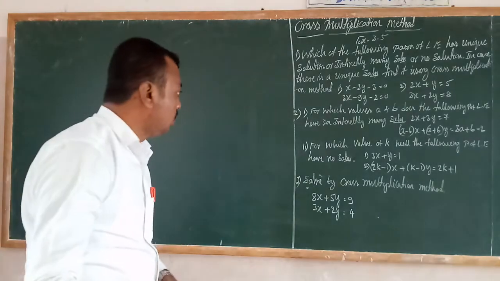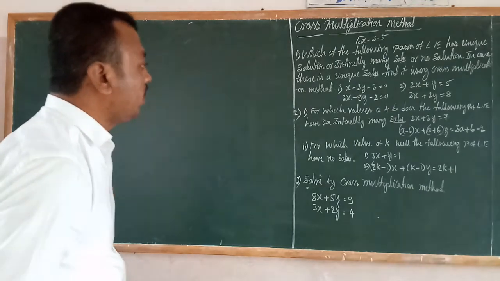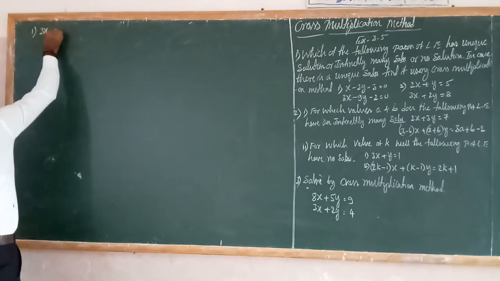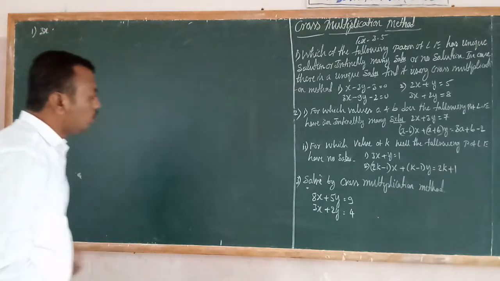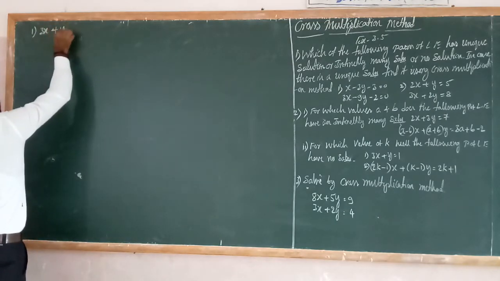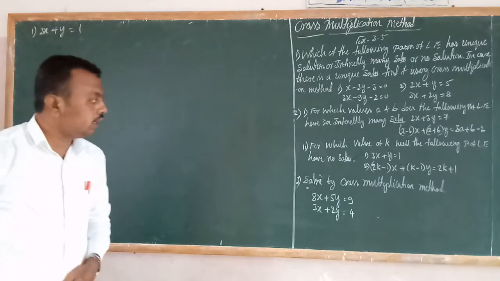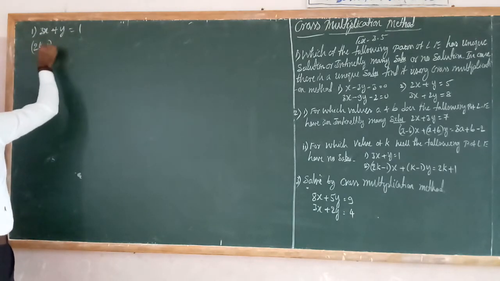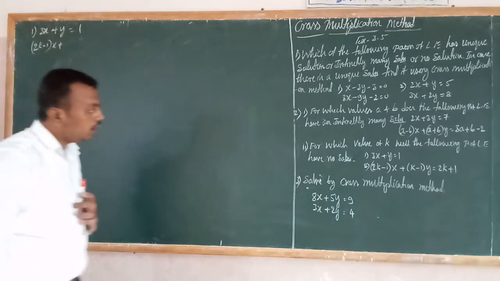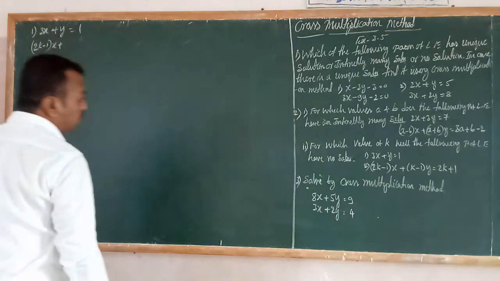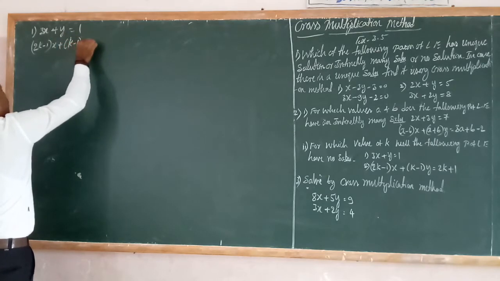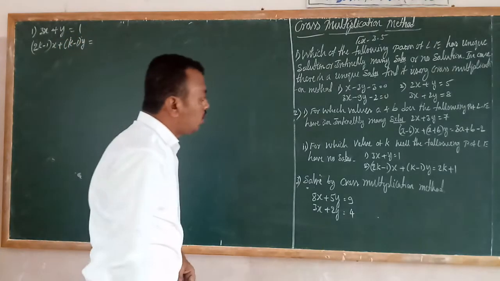So what is the question? For which value of K will the following pair of linear equations have no solutions? First one, 3x plus y is equal to 1, and 2k minus 1 into x plus k minus 1 into y is equal to 2k plus 1.